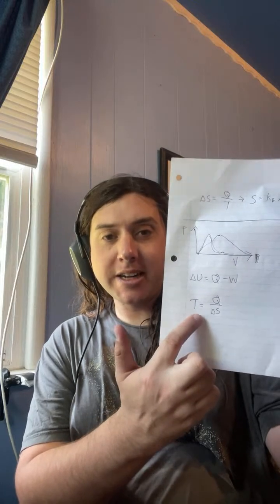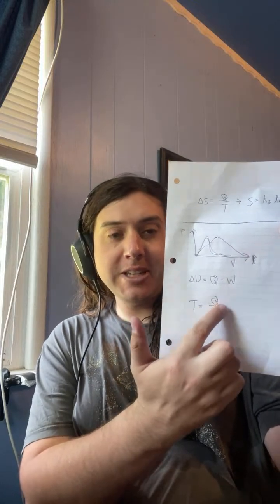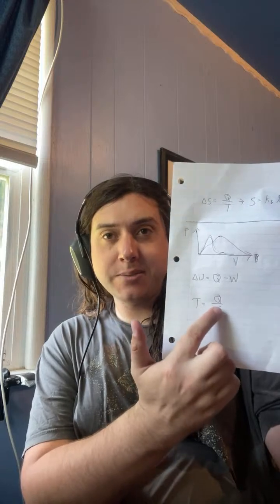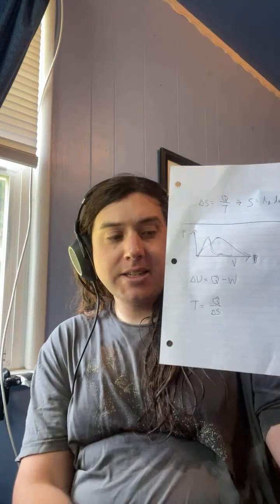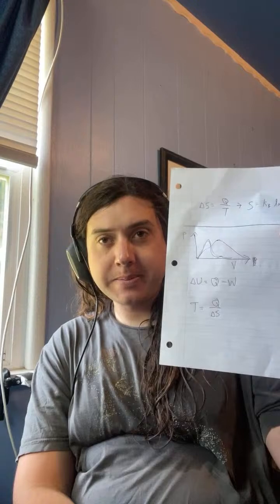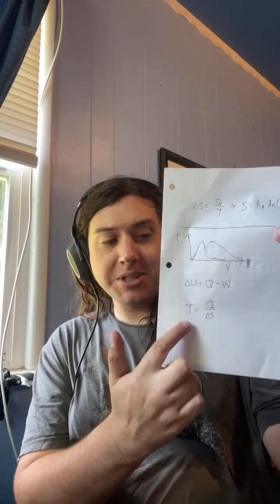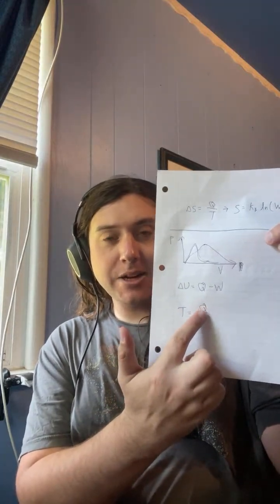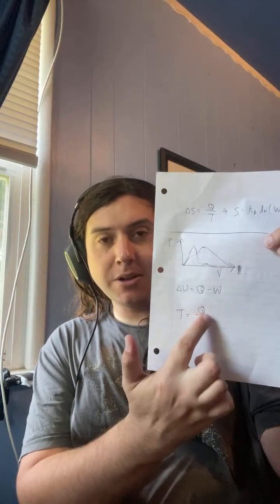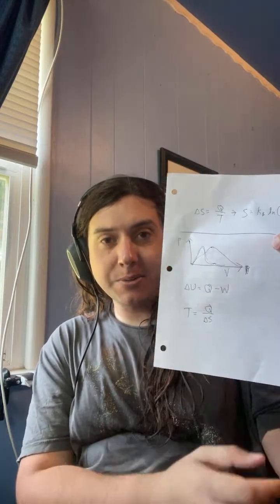a system that's hot, with a high temperature, is a system where you need to add a lot of heat to get just a small increase in entropy. Versus a system that's cold is a system where if you add just a small amount of heat, you'll get a relatively large amount of entropy for it.